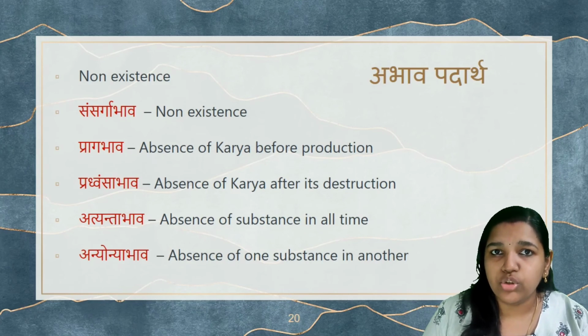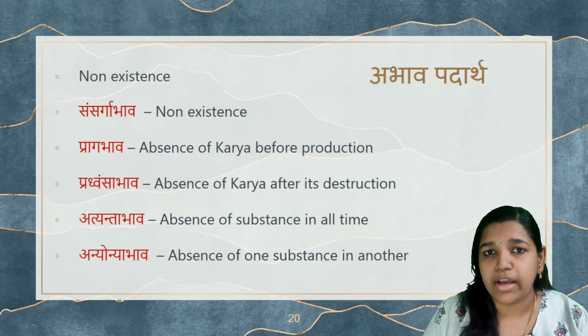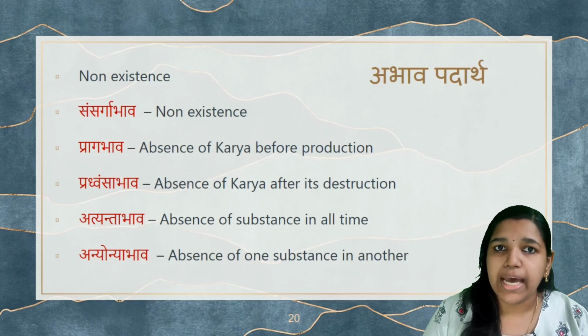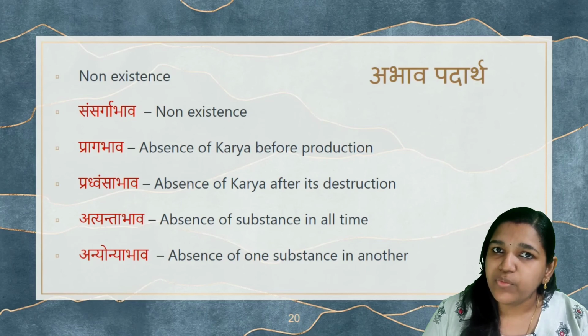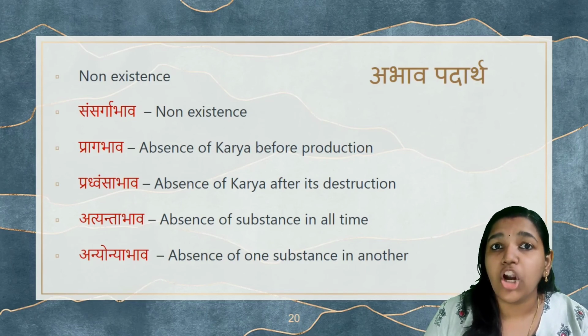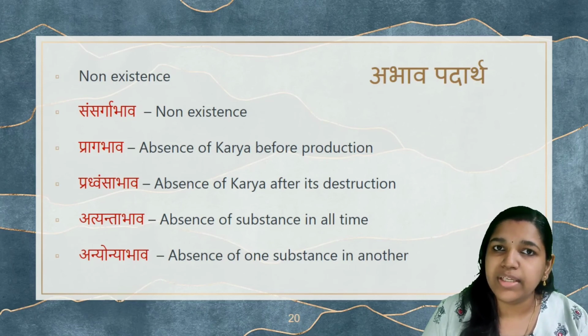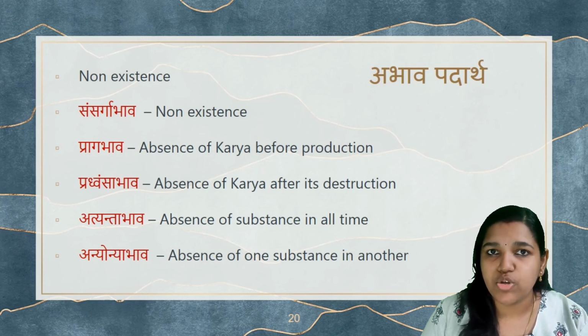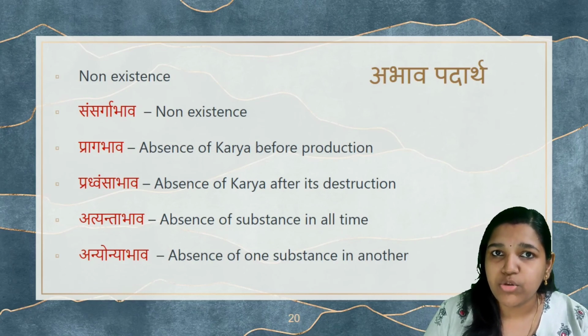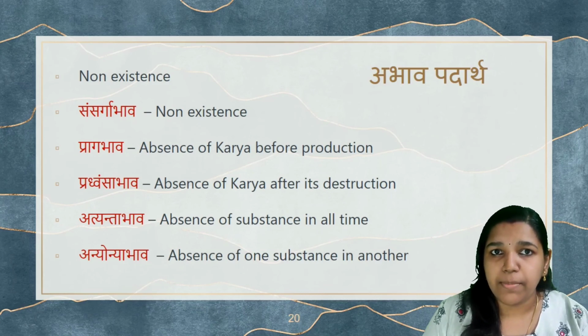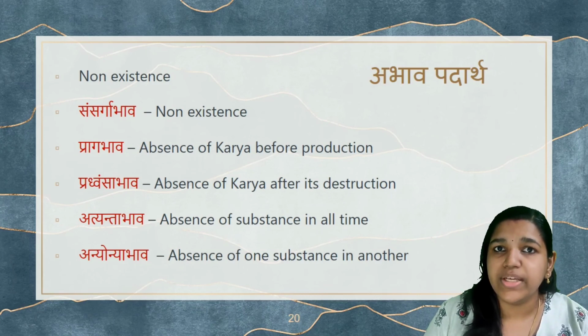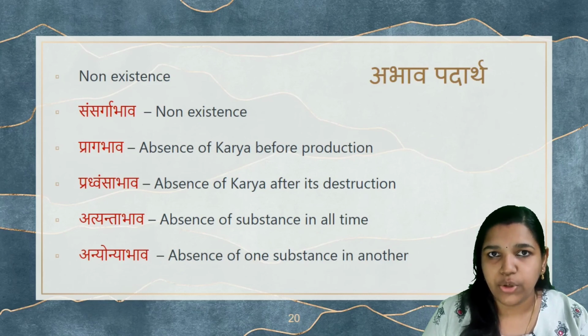For example, the Gotva Jati or Manushya Jati. There are certain features which are present for Manushya Jati and Gotva Jati. So the properties which are present in Manushya Jati will not be present in the Gotva Jati. Similarly, the properties which are seen in Gotva Jati will not be present in Manushya Jati also. So that absence of these properties, the absence of Manushya Jati properties in Gotva Jati, that is considered to be anyonya abhava, that is the absence of one substance in another thing is called as anyonya abhava.